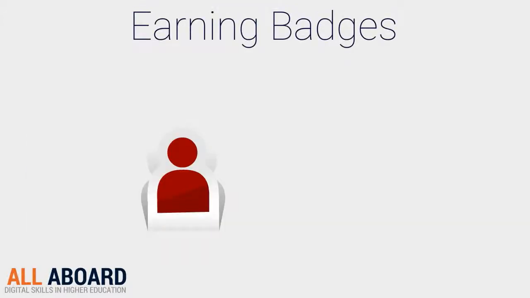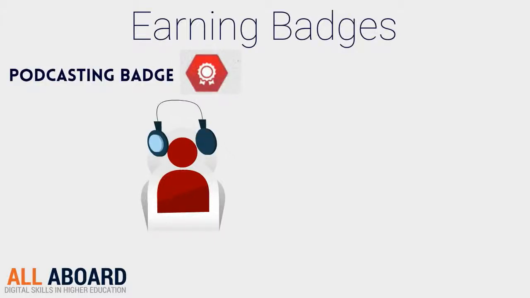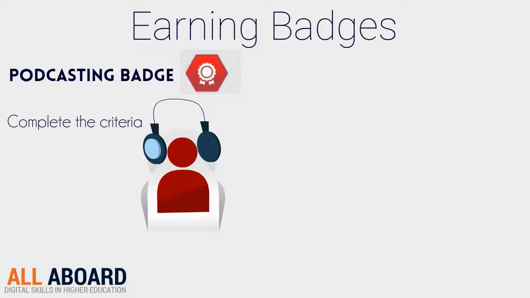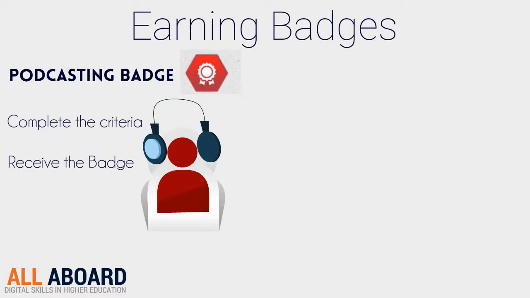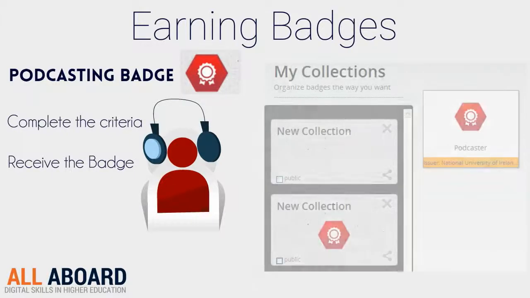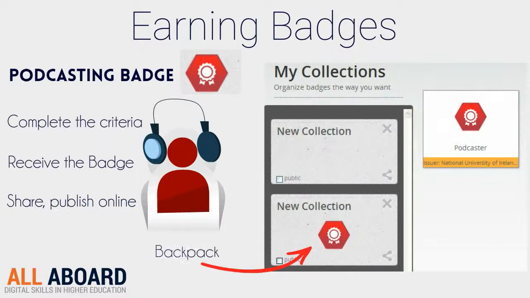So how does this work on the student end? In order to earn the podcasting badge, the student has to complete the criteria involved. Then if they go into My Achievements area, they'll see they've earned the podcasting badge. They can then choose to publish it to Mozilla, and then they'll see it in their backpack. They can then decide whether or not they want to share this online.